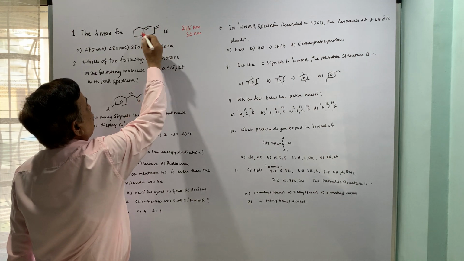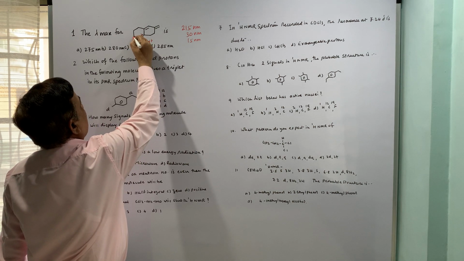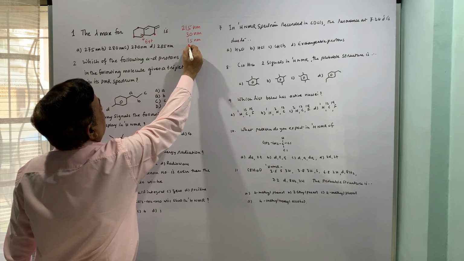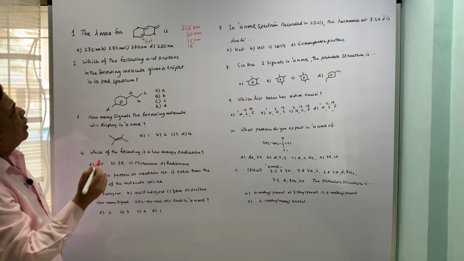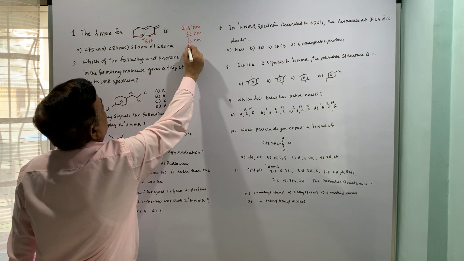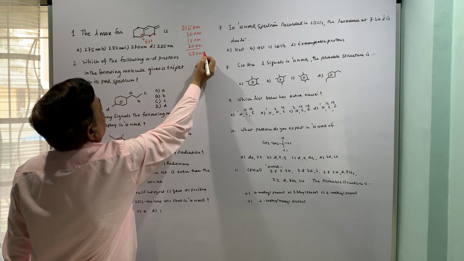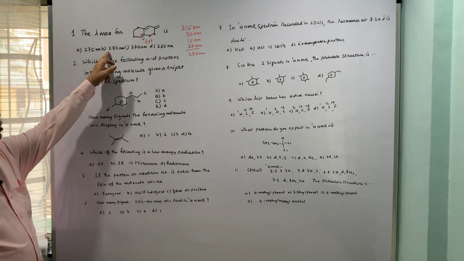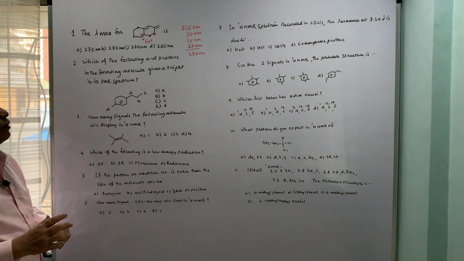Exocyclic bonds: 1, 2, 3, so 3 exocyclic bonds, and substituents 1, 2, 3. And one more is here, it is 4, so 20 nanometers. Summation is 280 nanometer. So the correct option is the second, 280 nanometers. The remaining options are incorrect.